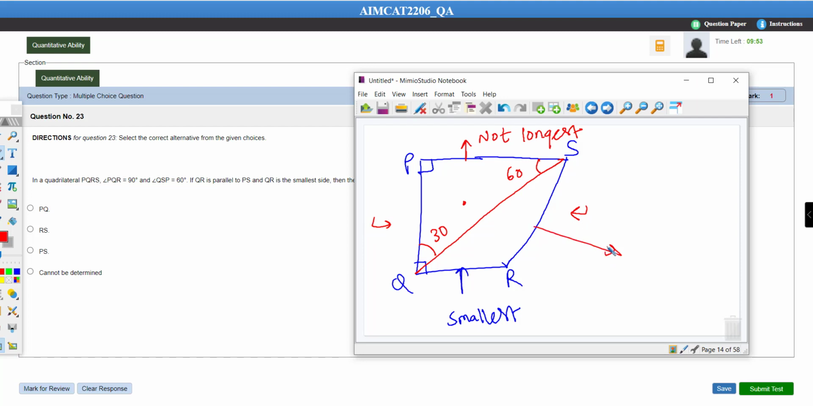Because we know that QR is the smallest side, PS has to be somewhere on the right hand side. You can see that this diagram is drawn to scale, because we know which one is the smaller side and which one is the longer side. So PQ cannot be the longest side, SR has to be the longest side. Over here the answer is SR. Let's mark it.